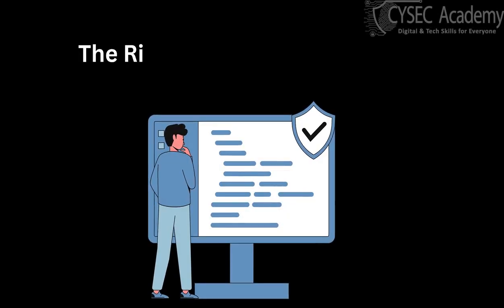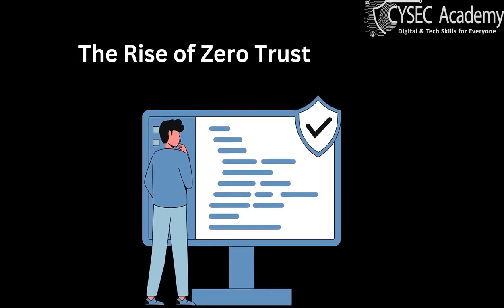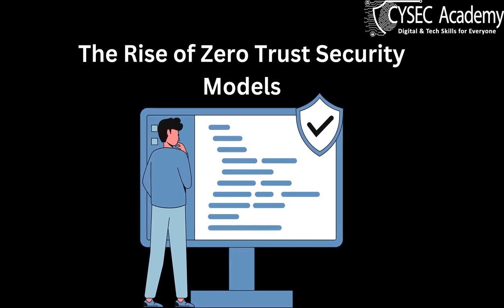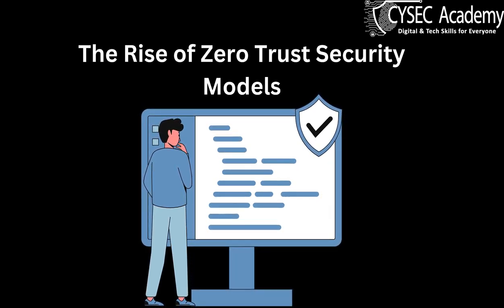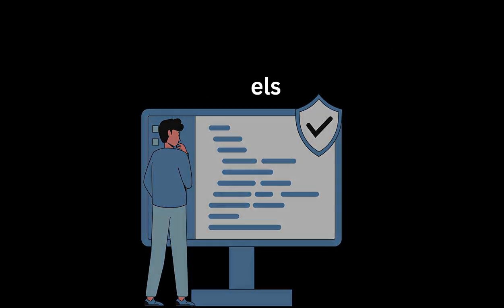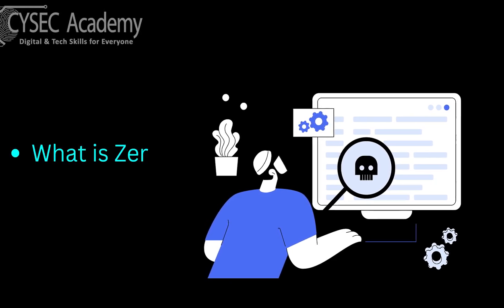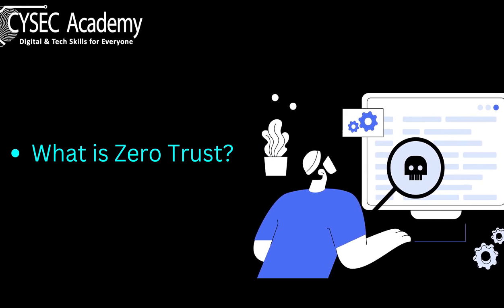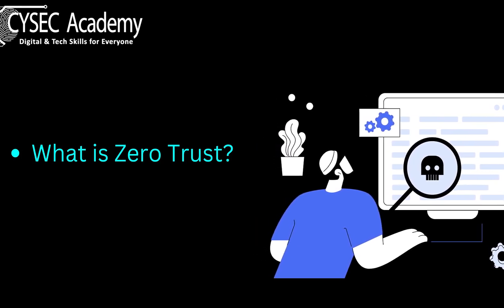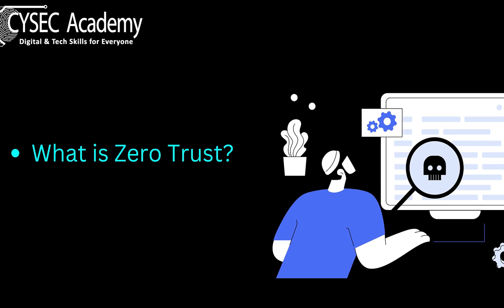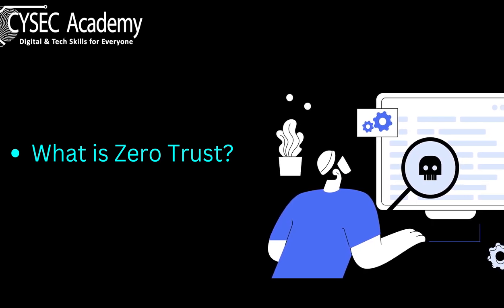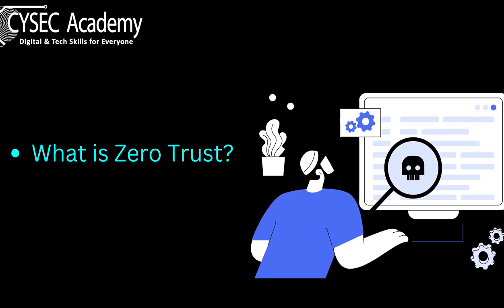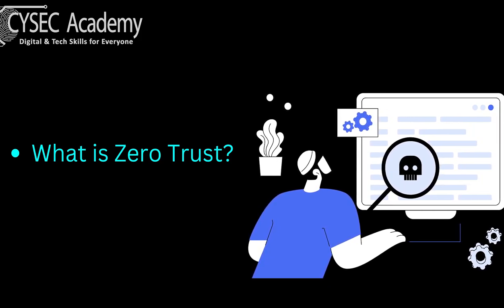As traditional security perimeters become less effective in today's digital environment, zero trust security models have emerged as a new approach to information security. What is zero trust? Zero trust is a security concept based on the principle of never trust, always verify. Unlike traditional security models that assume everything inside the network is trustworthy, zero trust assumes that threats could exist both inside and outside the network. As a result, every access request is thoroughly authenticated.